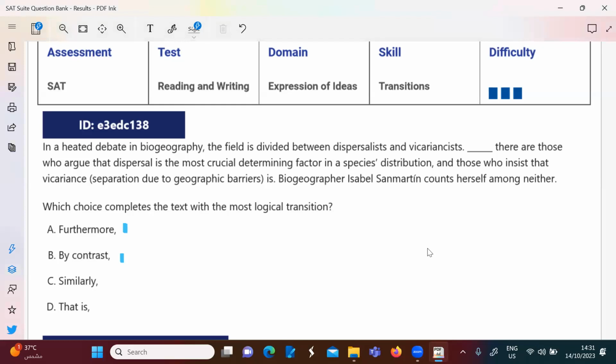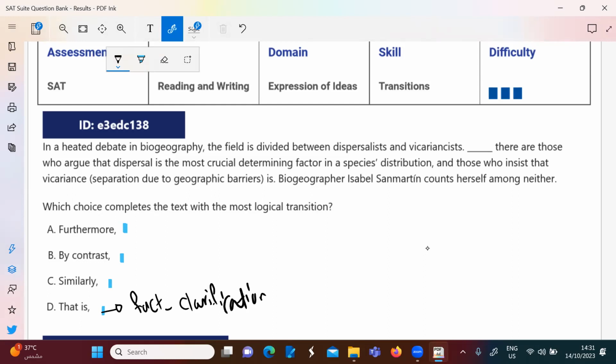Furthermore, by contrast, similarly, and that is. Furthermore is for addition. By contrast is for contrast and differences. Similarly is for similarities. And that is, which is very important. You need to know the difference between that is and that said. That is may be for stating a fact or for clarification. It can be used for clarifying or emphasizing a point.